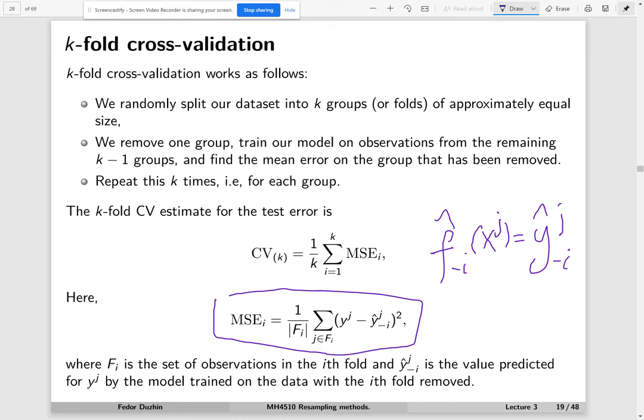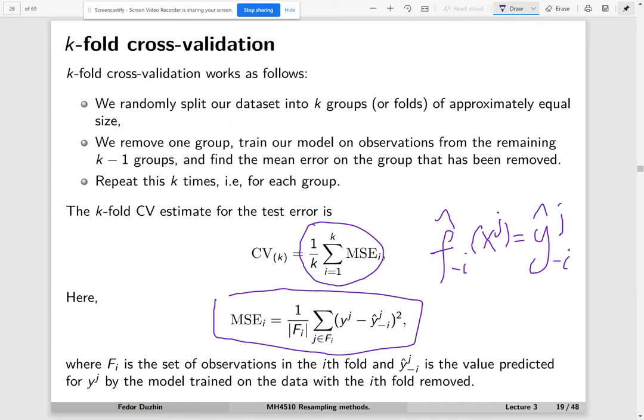And then I'm going to find the mean squared error, which means that I need to divide by the number of observations in that fold, and then I'm going to just find the mean of all these errors. Okay. Well, to be honest, there could be an alternative version of this definition that would be different if the different folds had different sizes. Because notice that here I just add all the errors and then I divide by k.